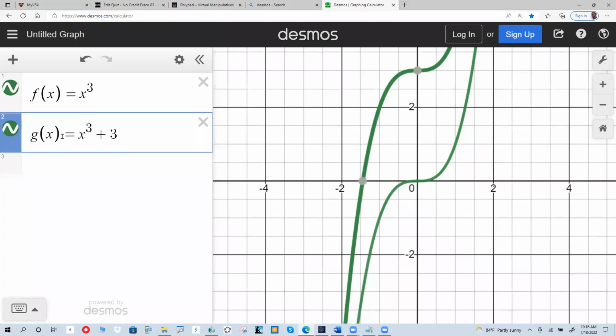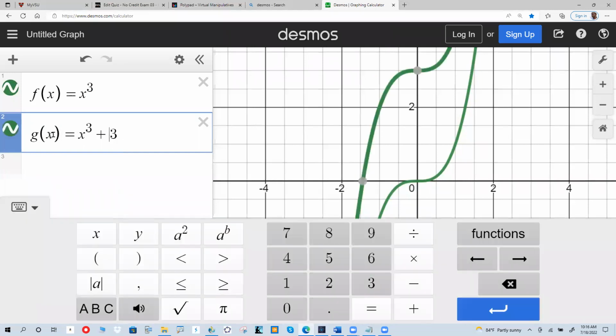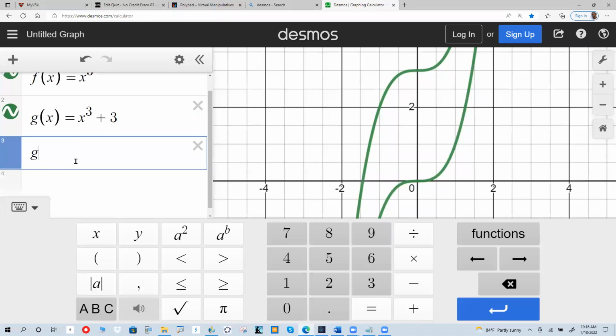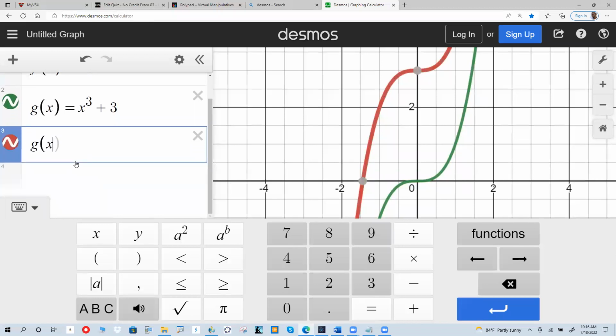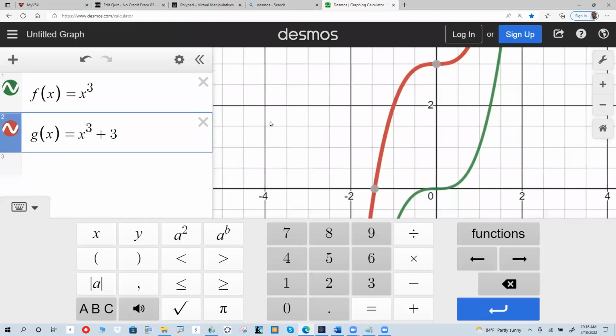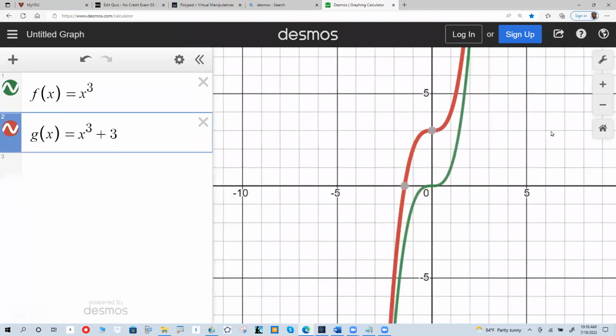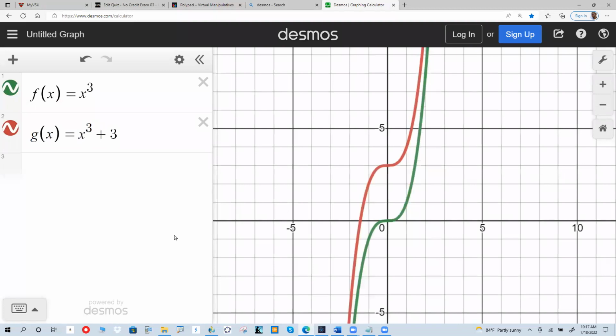Okay, Desmos is acting funny, so it's not me. Let's do it here. E of x, yeah, that's much better. I like it red. Equal to x to the power 3 plus 3. Okay, we know, guys, this is a vertical shift. We just discussed it. I'm not surprised that the red curve looks like the green curve pushed up by 3 units. It's a vertical shift.